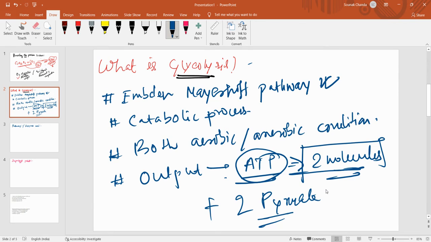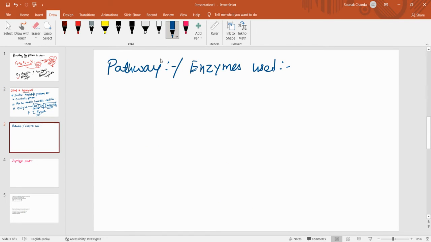So how is this ATP or this pyruvate formed? Without wasting any time, let us move directly into the pathway of how glycolysis occurs. Understanding the pathway, our main substrate of glycolysis is glucose.